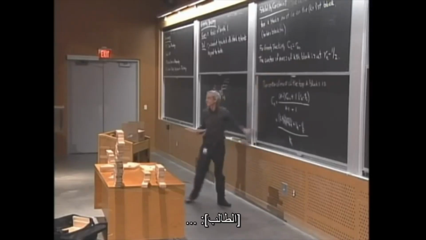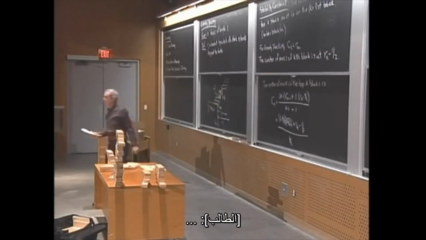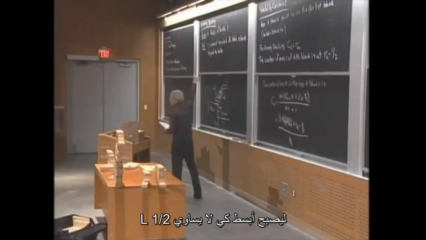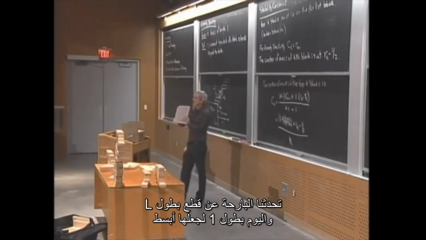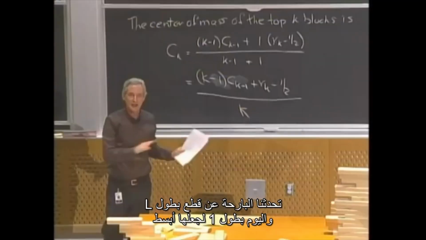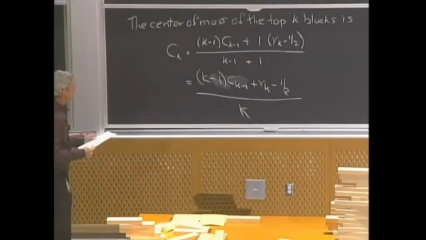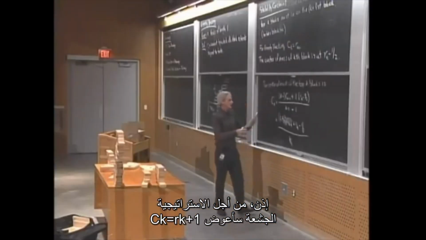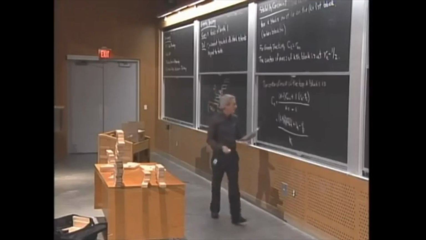Yeah? L is 1. The length of the blocks is 1 here, to make it simpler. Otherwise, it would have been a half L. So yesterday, we talked about length L blocks. Today, they're length 1, to be simple. All right, so now for the greedy strategy, I'm just going to plug in Ck as Rk plus 1. So let's do that.